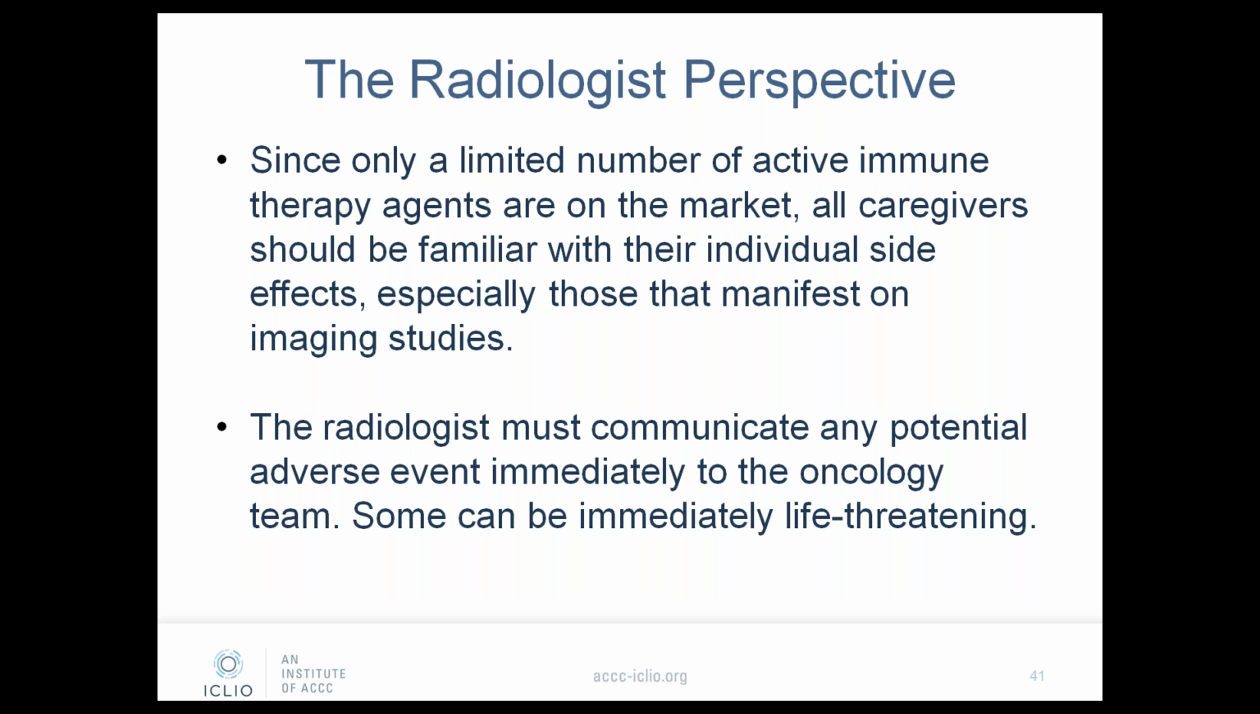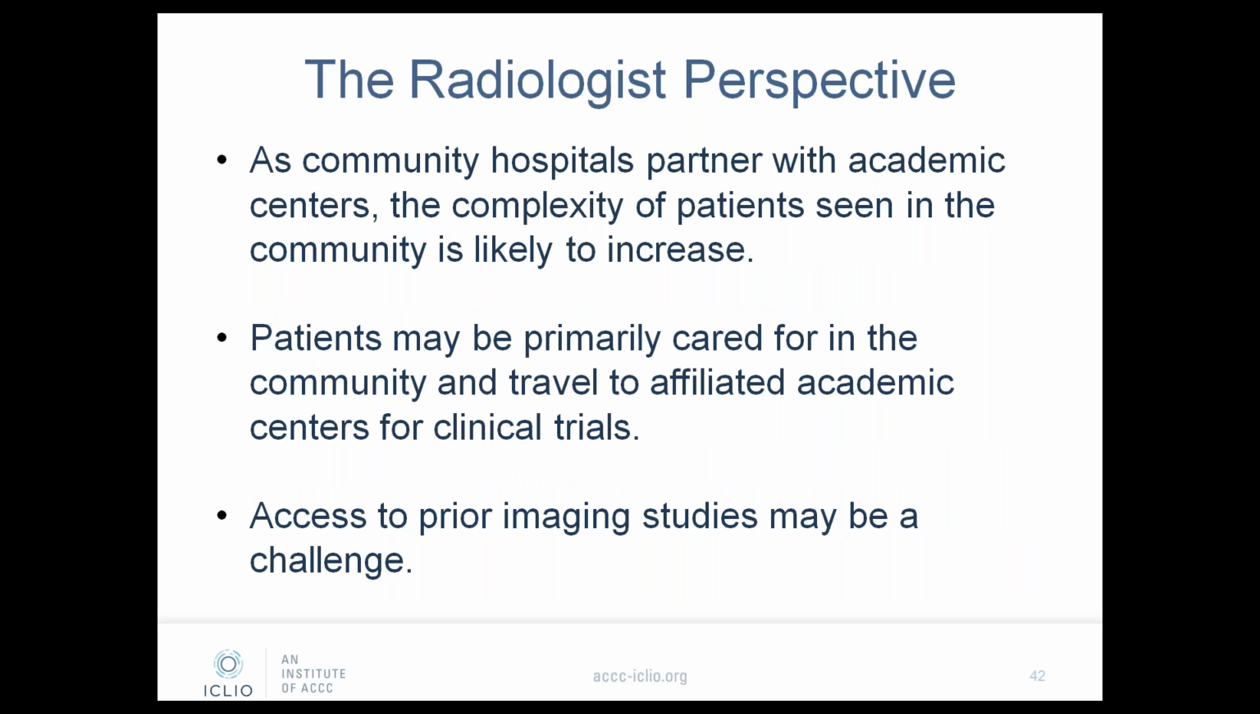Next slide. I think it's important to note that as we partner with academic centers, the complexity of patients that we see in the community is probably going to increase. We're going to see trial patients. We're going to see patients on drugs that we're not as familiar with as they are at the academic center. So that's a challenge for us as radiologists and as community providers to really try to stay up on the latest research, the latest drugs. And so whether we see them on and off trial is important.